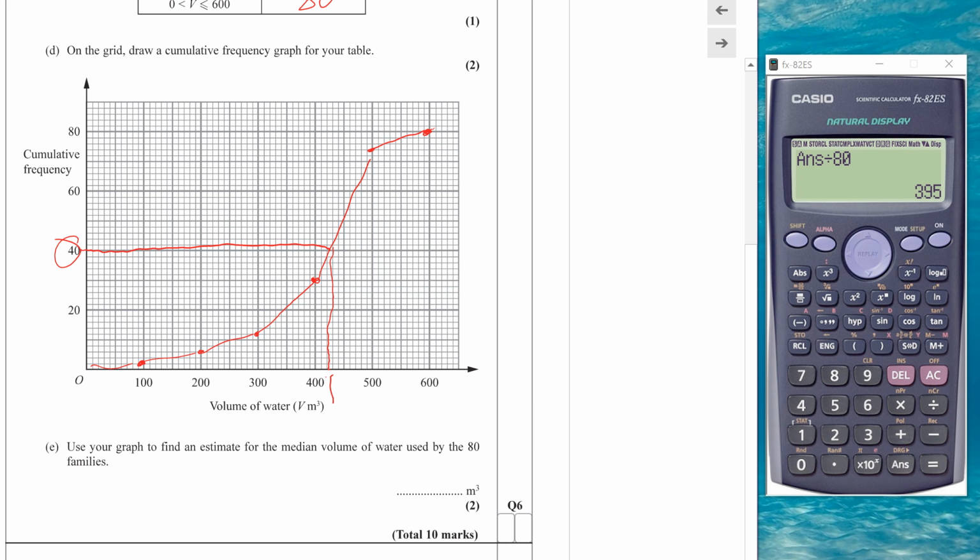And then we just simply need to read off this value here. So on that scale, we have got 10 units going across for each 100. That is at approximately 25. So I make that to be 420, 425, somewhere around there. It should be approximately that kind of value.